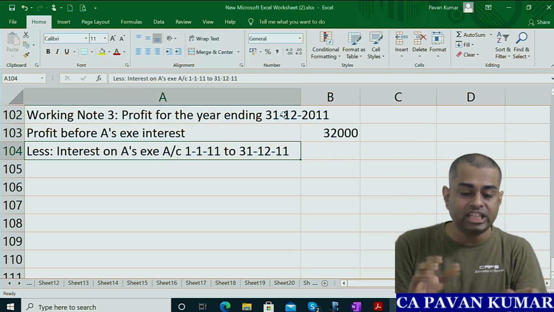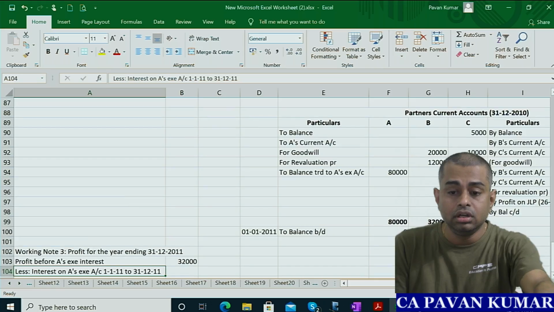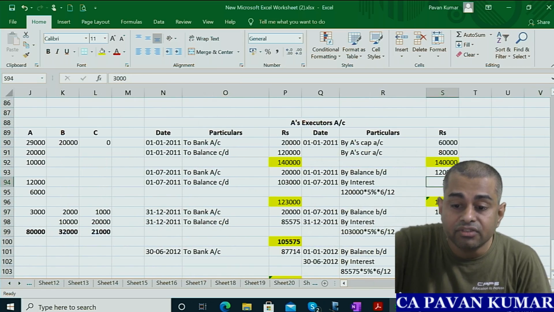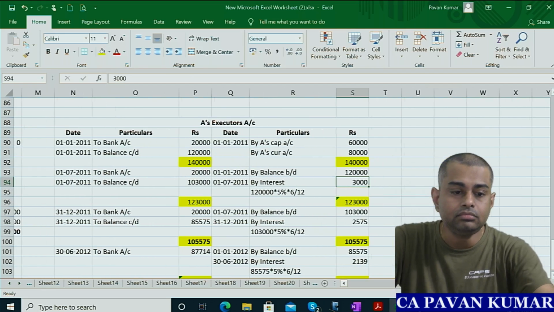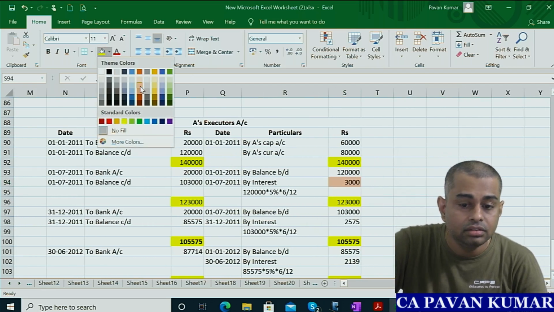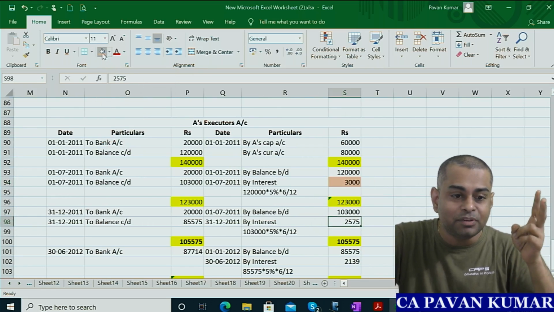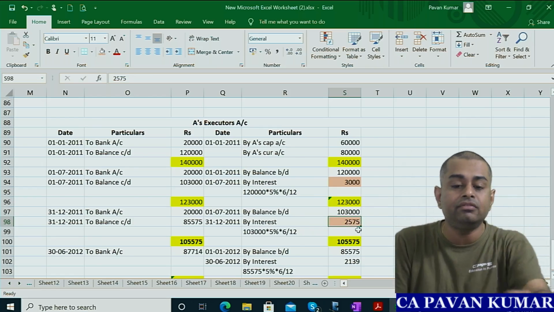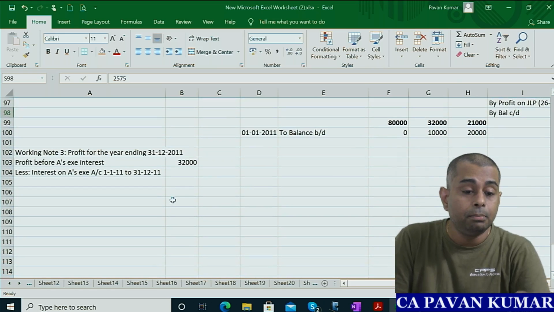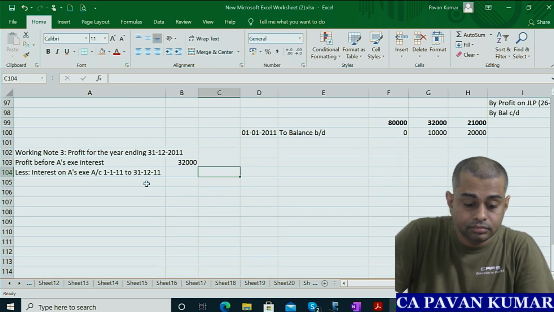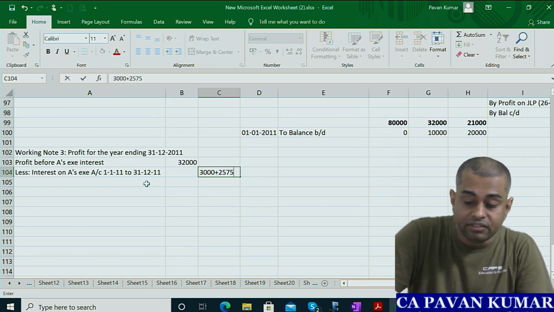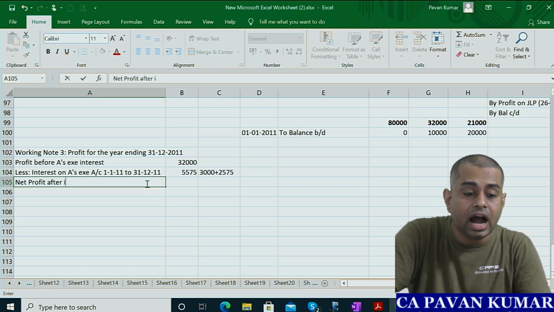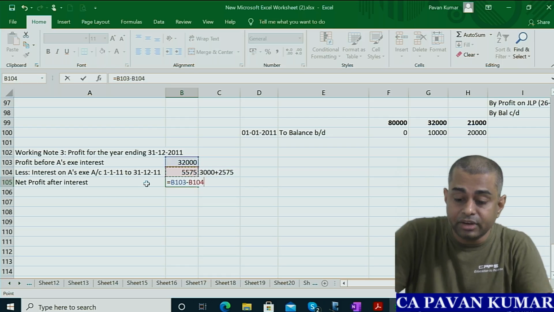Okay, so for the full year, how much did I pay? Now go to A's estate account. In 2011, what is the interest I have paid? This is one interest. Correct? And this is also the same year, because 6 months, 6 months, no? So can I say the interest paid for the year 2011 is 3,000 plus 2,575? That will be 5,575. So net profit after interest, can I say it is this minus this?